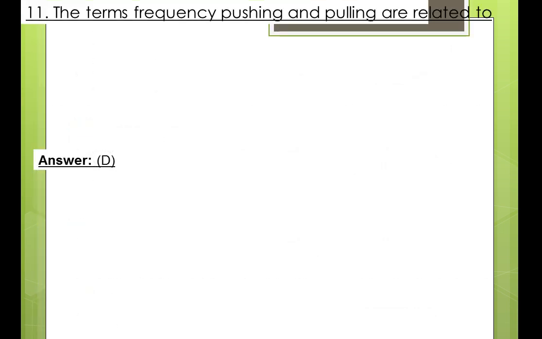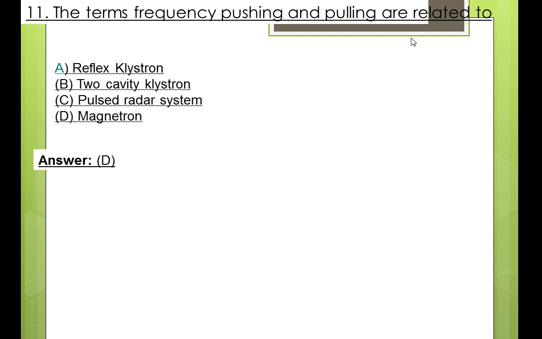The terms frequency pushing and pulling are related to which of the following? Here the options are reflex klystron, two cavity klystron, pulsar radar system, and magnetron.